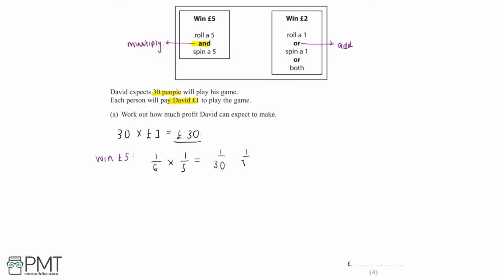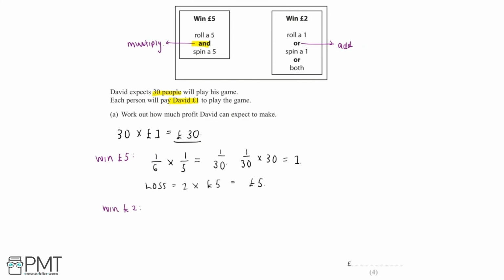Now a 30th of the total number of players, 1 over 30 multiplied by 30, is equal to 1. And so we've found that the probability of a player winning £5 is 1 over 30, which is only one player. Which means we can say that he's expected to lose £5 only one time. And so the loss of money for the win £5 one is 1 multiplied by £5, which is equal to £5. Now let's look at the win £2 scenario.